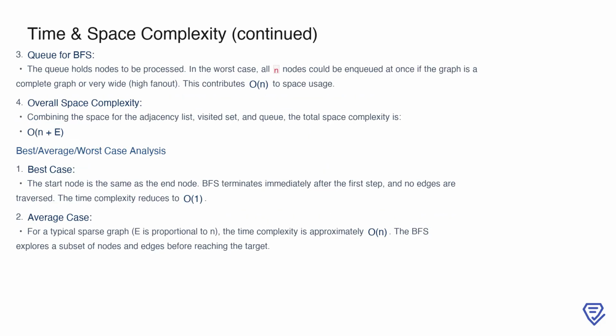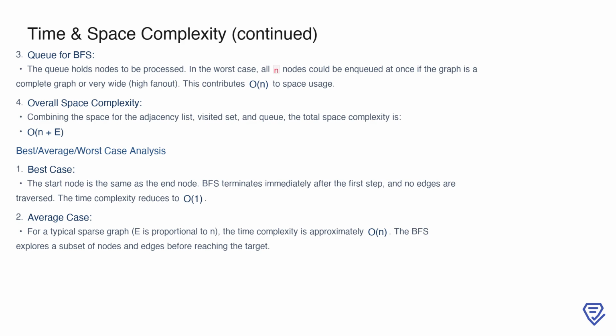The queue used in the BFS algorithm also contributes to the space complexity. In the worst-case scenario, such as in a complete graph or one with high branching at each level, all N nodes could be enqueued at the same time. This adds O(N) to the space usage. Combining the adjacency list, the visited set, and the queue, the total space complexity becomes O(N plus E).